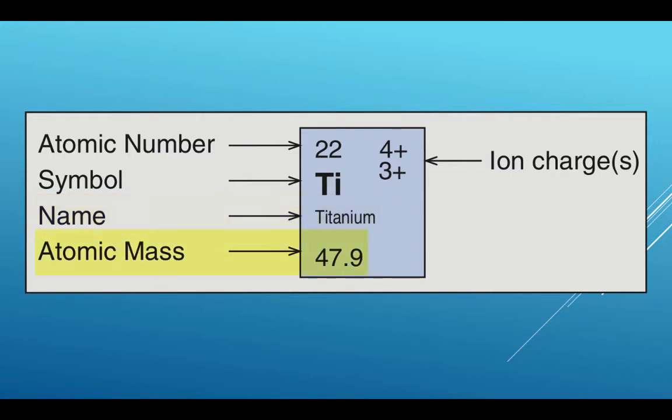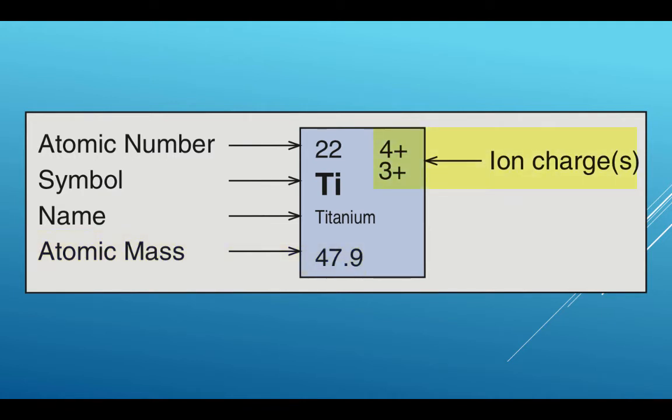This varies often to 1 or 2 decimal places. This is the weighted average of all the different isotopes, or of all the different mass atoms for this one element. This is a complicated topic and will be discussed in more detail later in class.